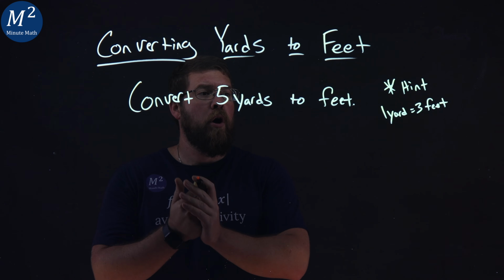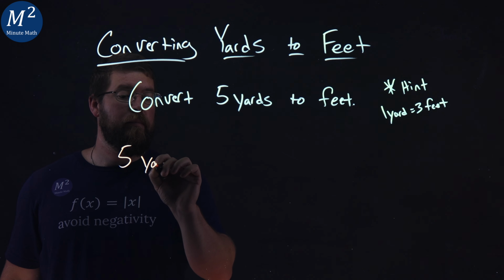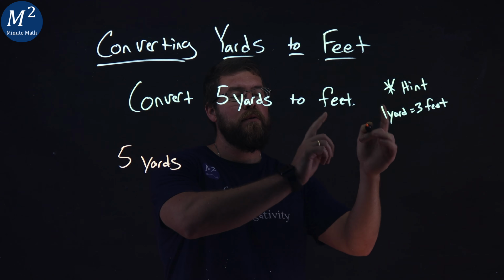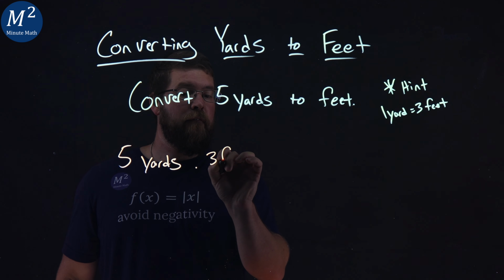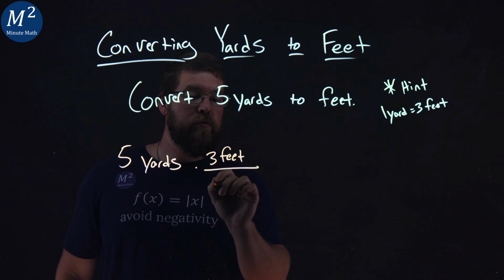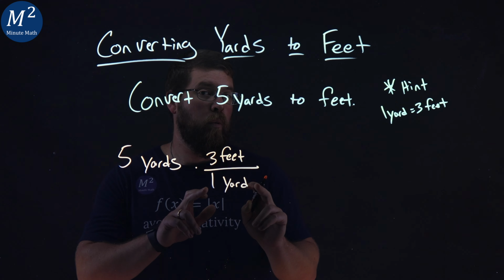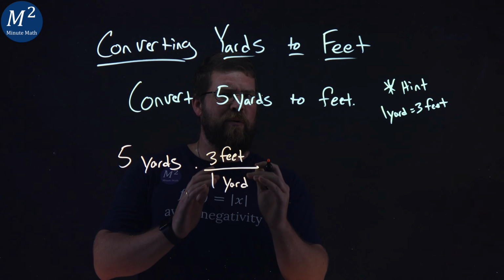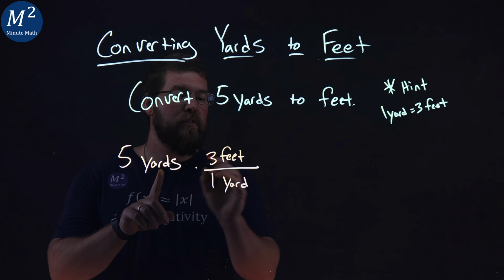So if we want to convert yards to feet, our goal here is to take 5 yards and see how many feet that is. So we're going to use a unit rate here, that for every 3 feet, that's equal to 1 yard. So 3 feet over 1 yard, because remember, 3 feet equals 1 yard, and like 1 over 1 is equal to 1, it doesn't really change this problem here. But it's going to cancel out our units.